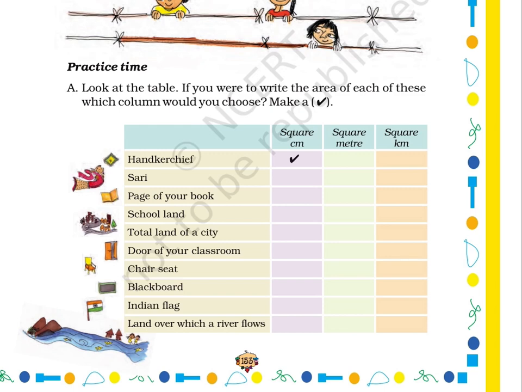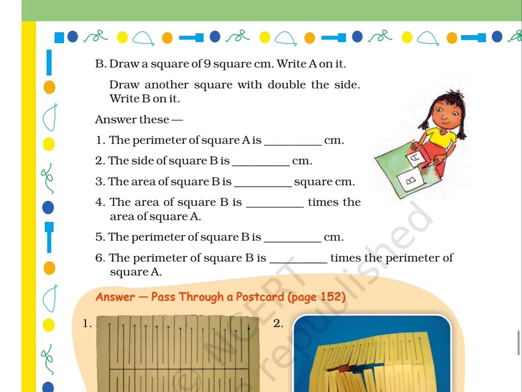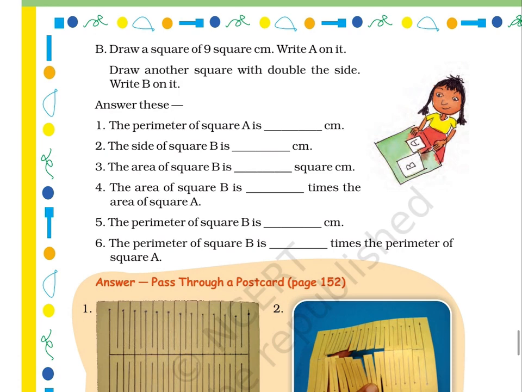Page 154. B. Draw a square of 9 square centimeters. Write A on it. Draw another square with double the side. Write B on it. Answer these.